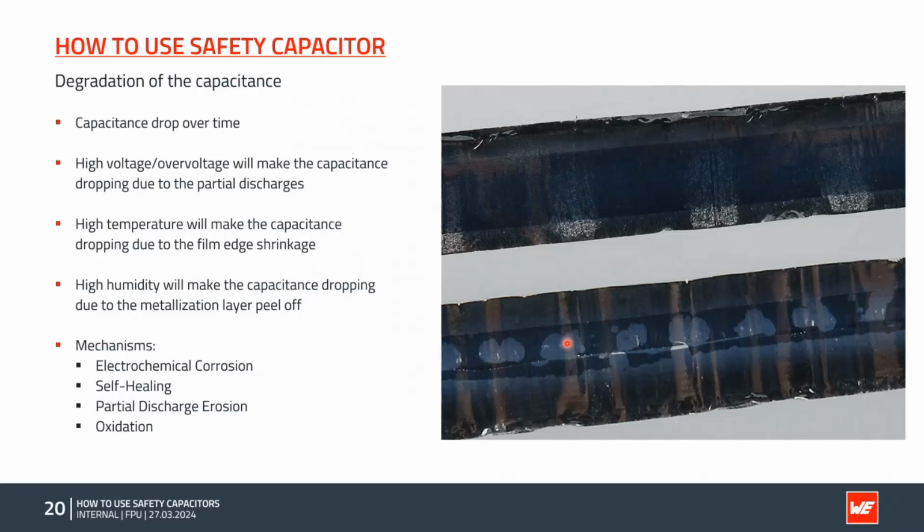Sometimes you see also some breakthroughs, but this is not so easy to detect. And also here, especially this electrochemical corrosion can occur also only in a small region. So it really depends on how the product is used, and what kind of operating conditions you have around the capacitor.